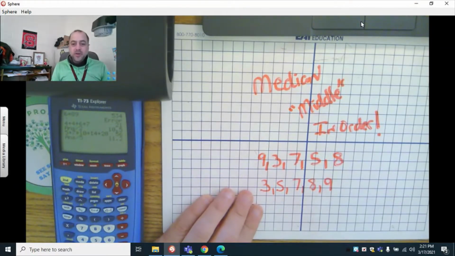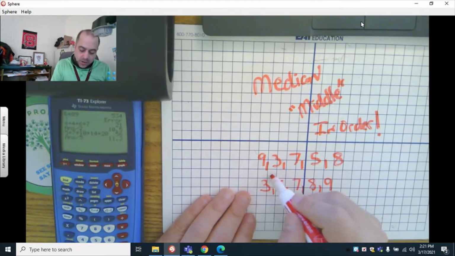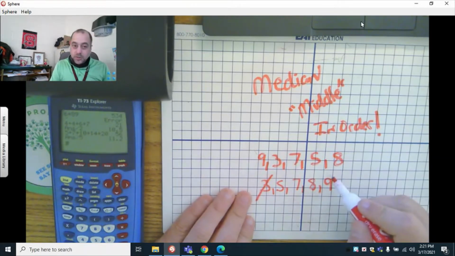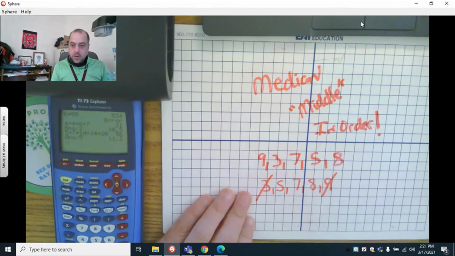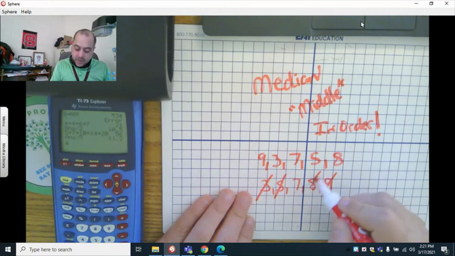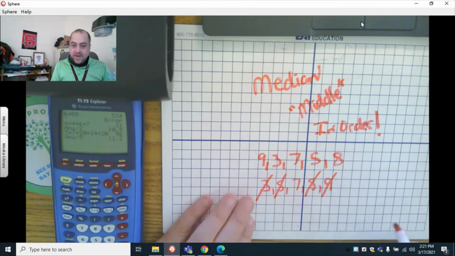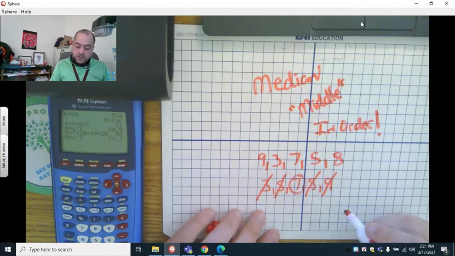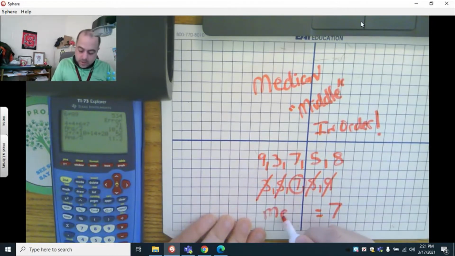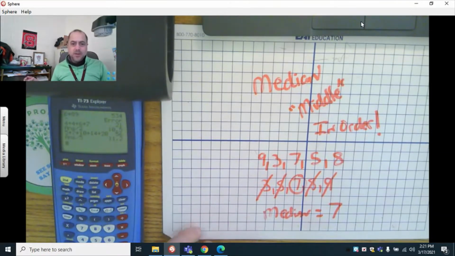So what number is in the middle? You can already tell right away, but when it's a long list, I like to start at the beginning, cross one out here, and then cross one out at the end, and then cross one here, and then cross the next one on this side. And what are we left with? 7. So the median is 7. It's pretty easy, right?